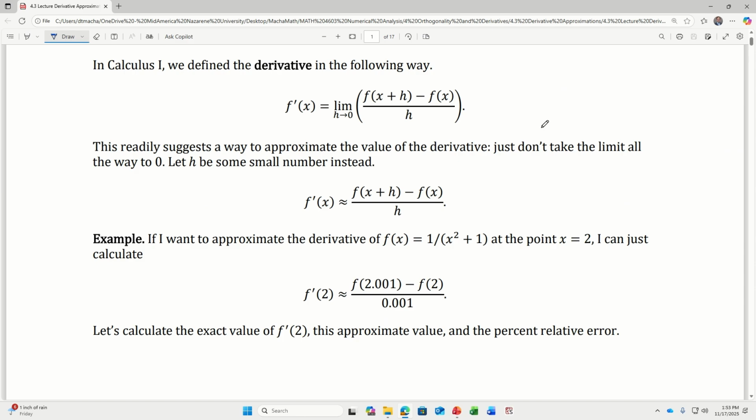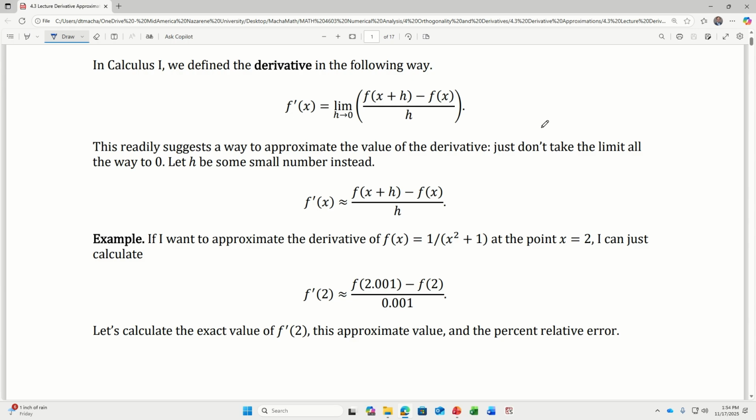All right, in calculus 1, we defined the derivative like this. Do you guys remember the definition of the derivative? Yes. Okay, well, it's this limit. And if you wanted to approximate the derivative, you could just not take the limit and instead choose a really, really small value for h and evaluate f of x plus h minus f of x divided by h.